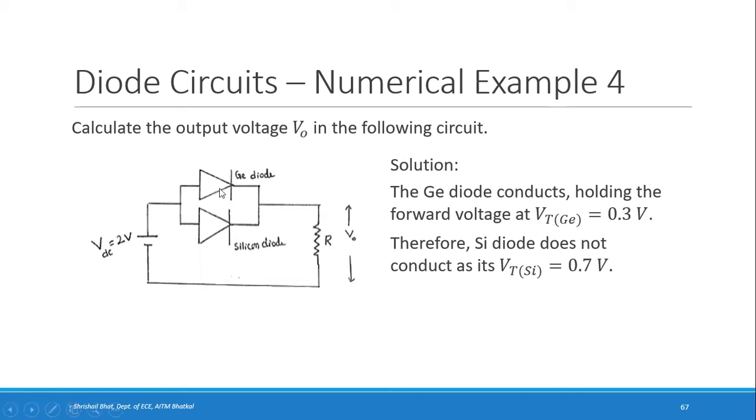So it is conducting with 0.3. There is a voltage drop of 0.3. This is conducting, whereas this silicon diode is not conducting, right? Germanium diode is conducting, whereas silicon diode is not conducting. Not because it is reverse biased, but because the voltage drop across it is lesser than its threshold voltage. Now the path is like this. From here, the current is flowing through this.